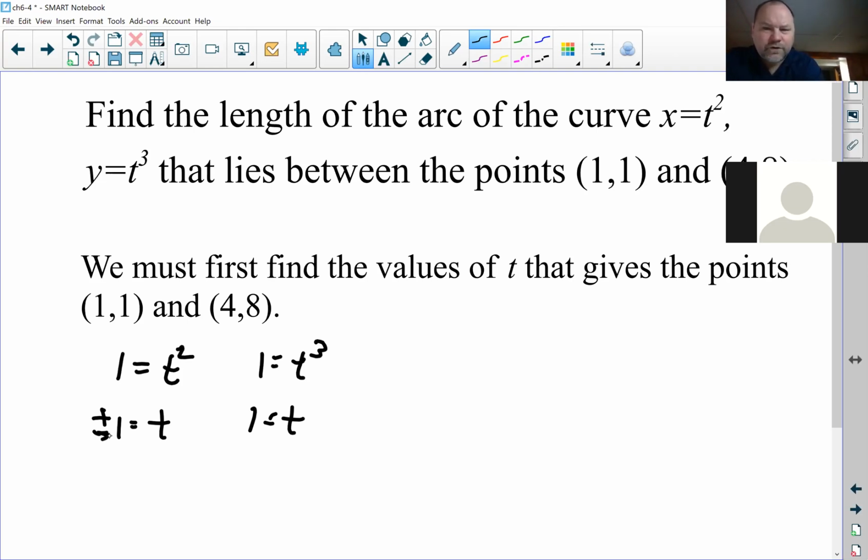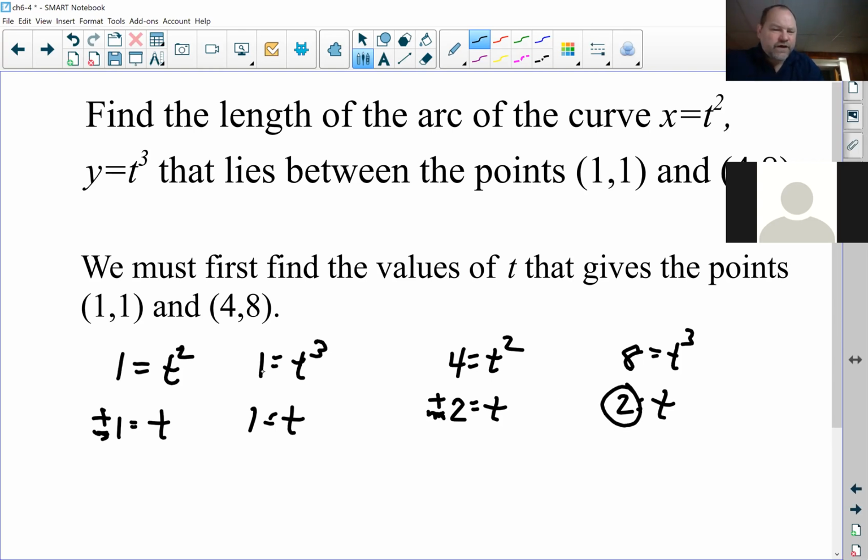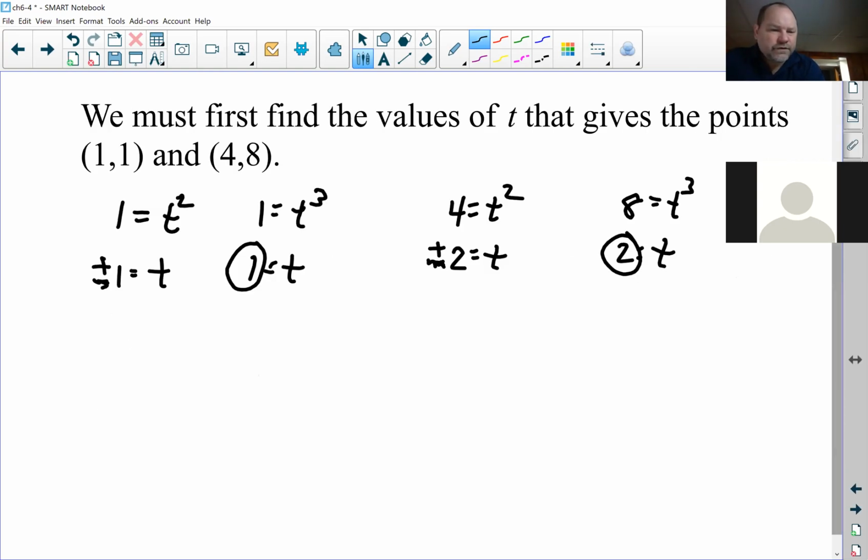And then the same thing for the second point. t squared has to be 4. t cubed has to be 8. Again, we could get positive or negative 2. But when I look at the y part, that can only be positive 2. So we can forget about the negative. So we've got our limits. We're going to go from 1 to 2. So the length of our curve is going to go from 1 to 2.